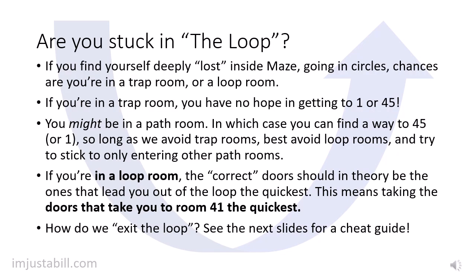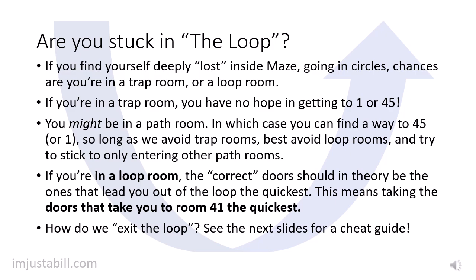So if you find yourself deeply lost inside Maze, going in circles a lot, chances are you are in a trap room, or you could be in a loop room. Now, if you're in a trap room, like I said, you have no hope of getting to 1 or to 45. You might be in a path room. It is possible you might be in a path room and find yourself going in circles, in which case there is still technically a way to find your way to room 45, or, again, if you're leaving room 45, find your way back to 1, so long as you avoid the trap rooms, and best to avoid the loop rooms as well, and try to stick to only entering other path rooms.